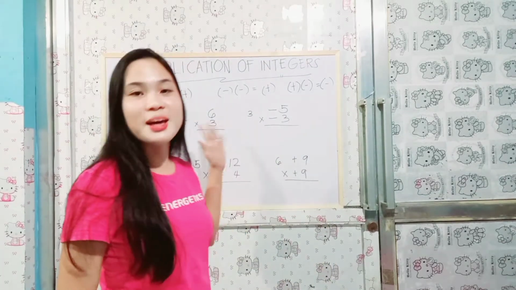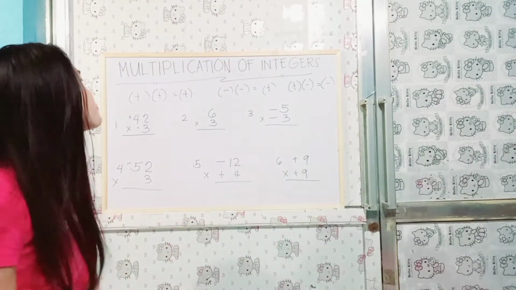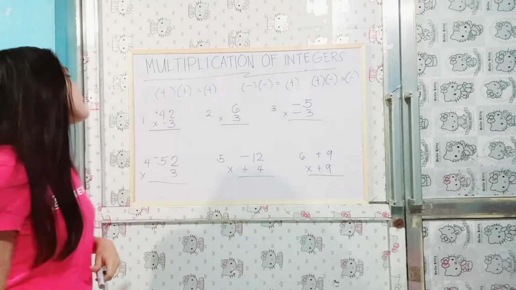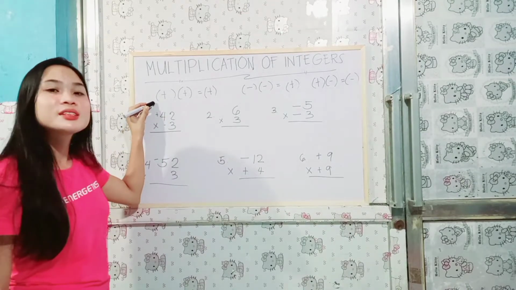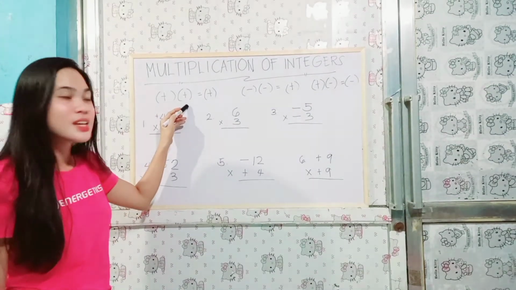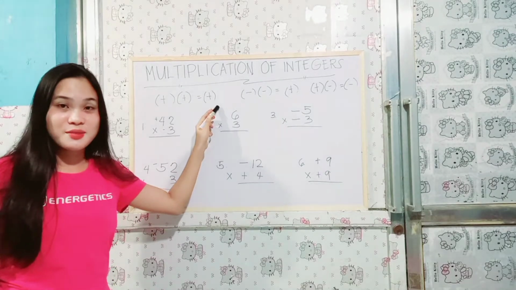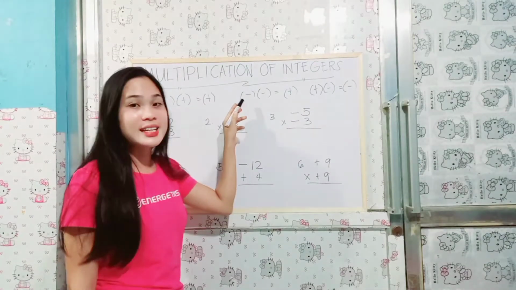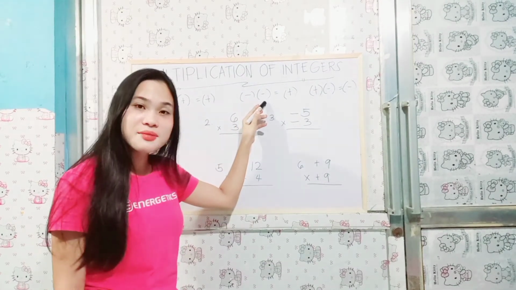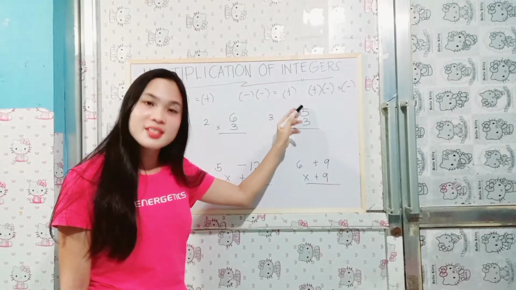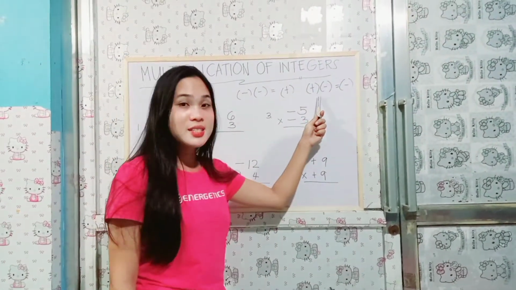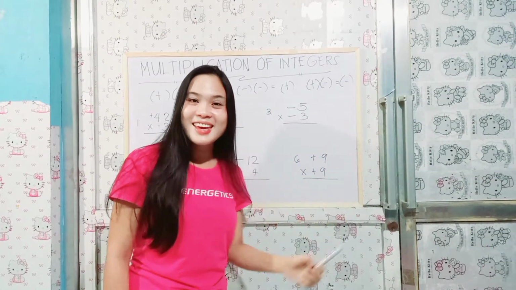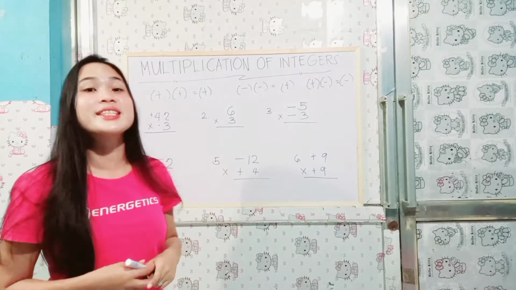Let us have this example for you to understand further. So we have here multiplication of integers. Positive times positive is equal to positive. They have the same sign. Negative times negative is equal to positive. And then lastly, positive times negative, the answer is negative. Okay, so let's apply this rule in our examples.